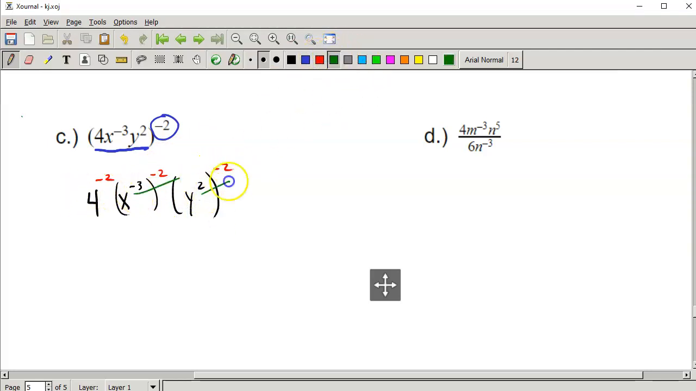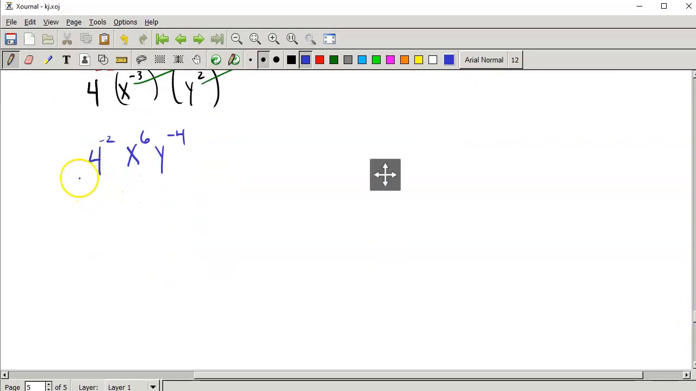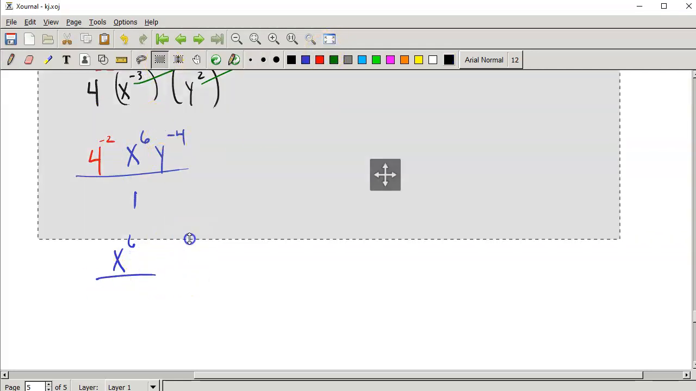Now we can take these right here, and we can multiply those because that's a power of a power. So I'm going to have 4 to the -2, but then x to the +6 and y to the -4. So now let's take care of those negative exponents. So let's just say all this is divided by 1. So now what we can do is take the negative exponents, which is going to be this one right here.